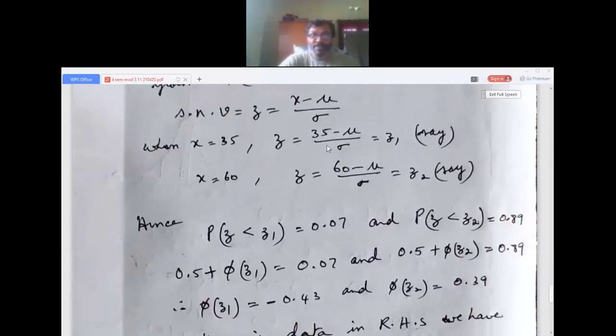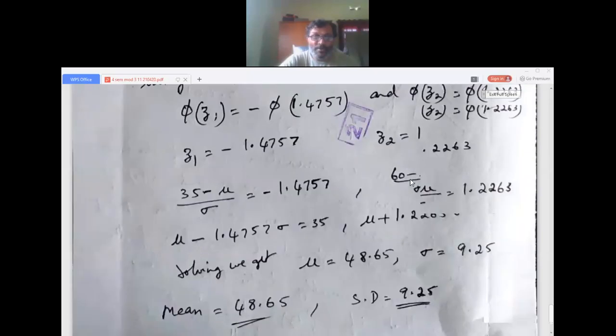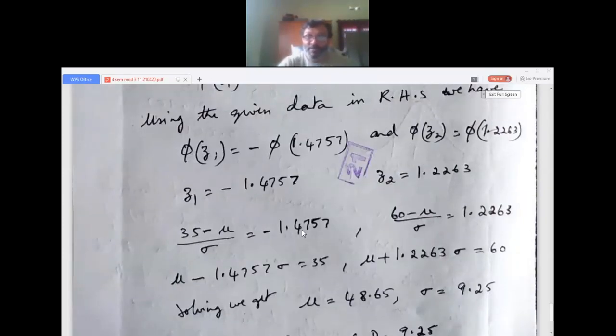See, (35 minus mu) by sigma equals Z1. Put the Z1 value. (60 minus mu) by sigma equals Z2. Put the Z2 value. So (35 minus mu) by sigma equals the Z1 value written here, and (60 minus mu) by sigma equals Z2, that is 1.2263.